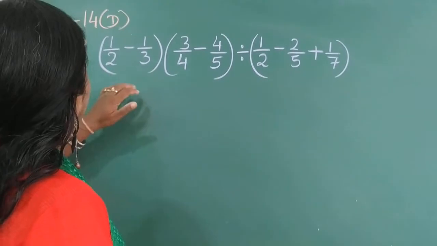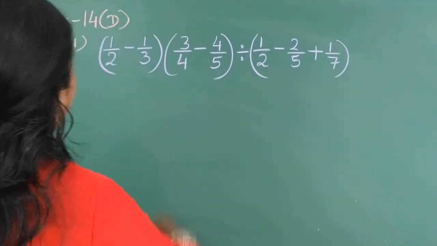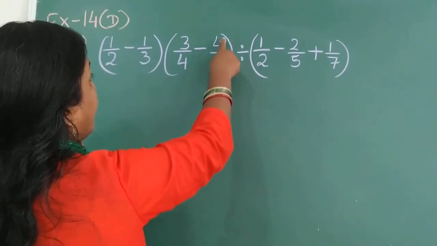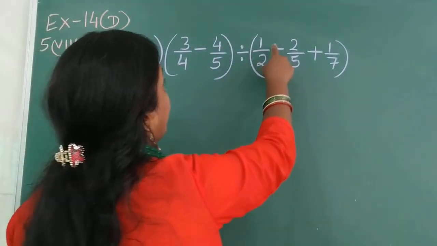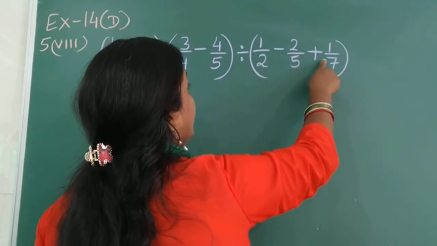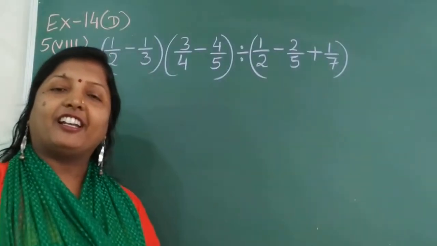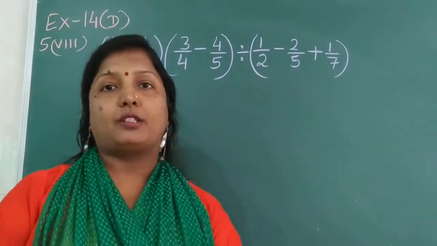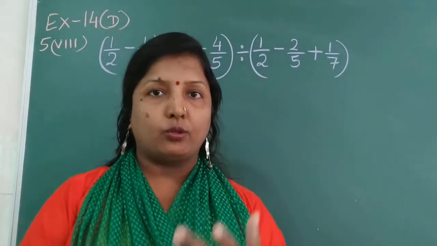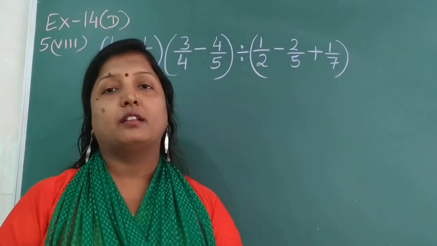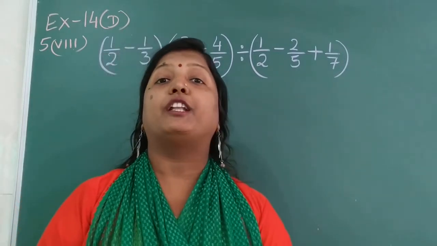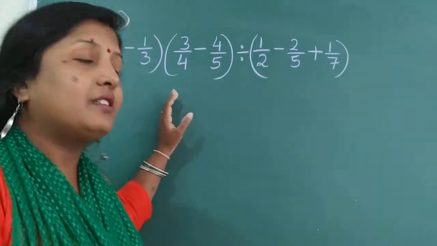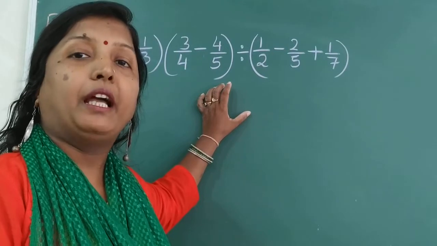5 bit 8. 1 by 2 minus 1 by 3 within bracket. Again bracket, 3 by 4 minus 4 by 5, bracket closed, divided by 1 by 2 minus 2 by 5 plus 1 by 7. Children, can you see something here? Between these two brackets there is no sign. Now what is the sign when there is no sign in this case? The sign here is multiplication. When within two brackets there is no sign, it means the two have to be multiplied.